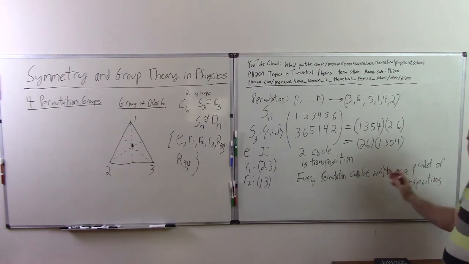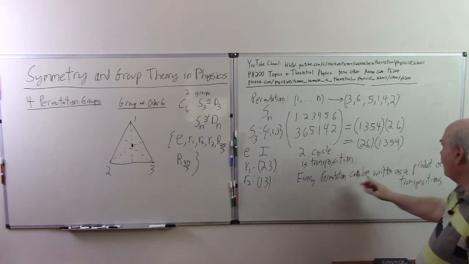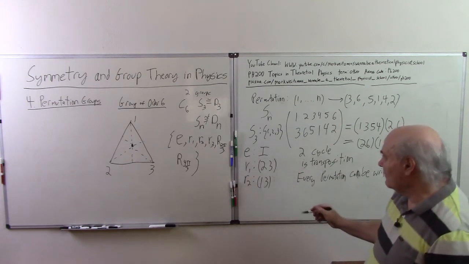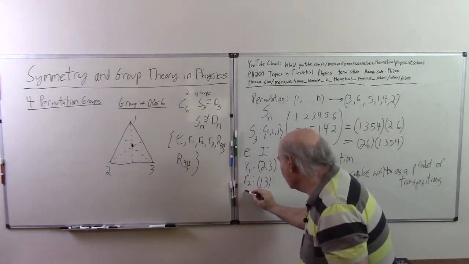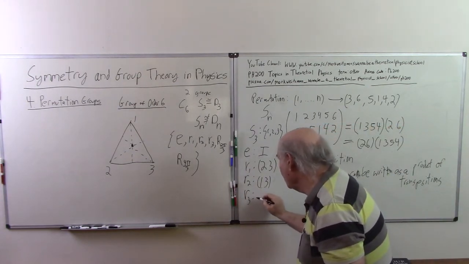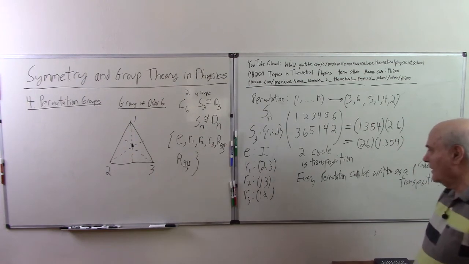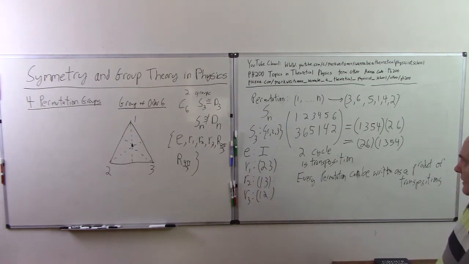They may not be disjoint transpositions, but they can be written as a product of transpositions. Let me give you an example. R3, when we flip about 3, is (1 2). Okay. Now, let's get to the next one.